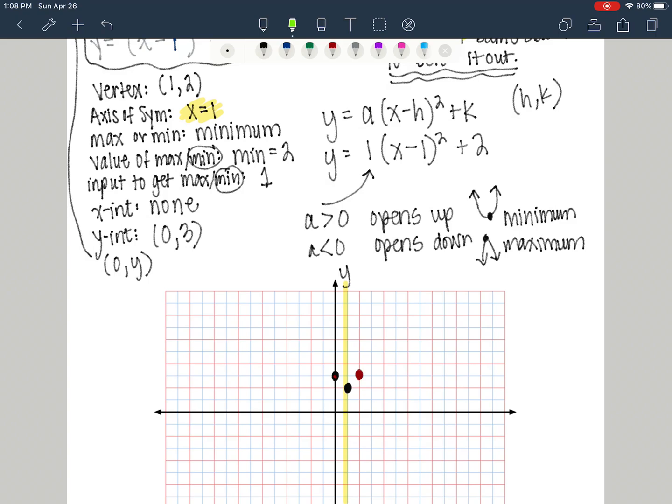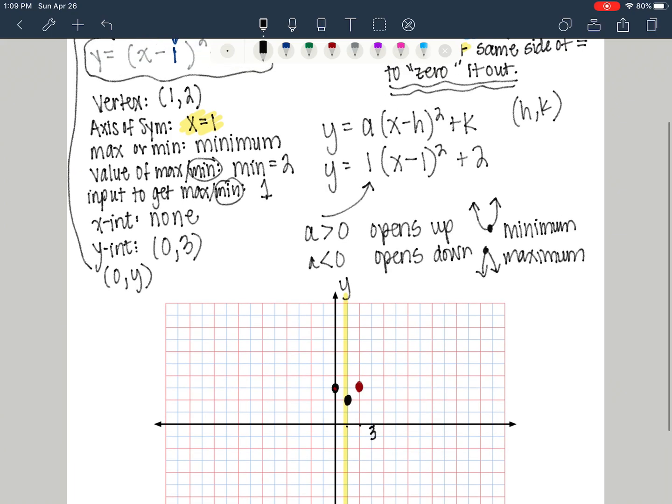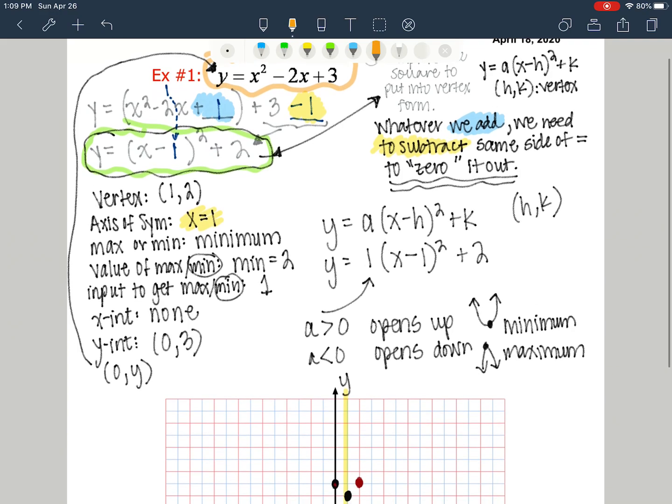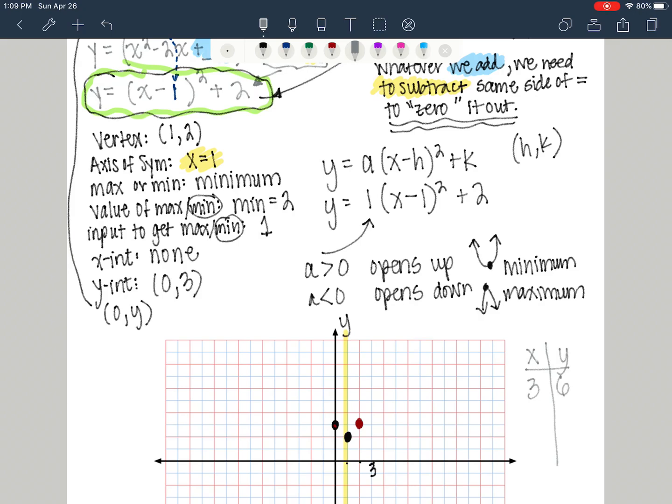You might have learned different ways to graph this in Algebra 1. I'm going to put a 3 into the equation and determine an output. You can put a 3 into either equation, our vertex form, or the original standard form. When you put a 3 in, it's like creating a table. When you put a 3 in, you get a 6 out. 1, 2, 3, 4, 5, 6. And we're going to reflect that point over.